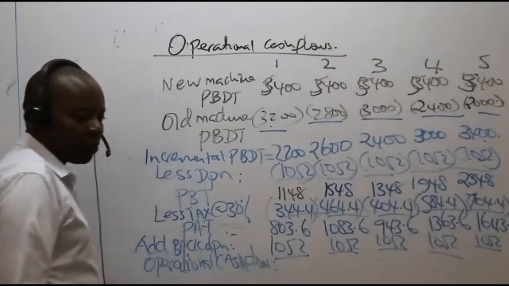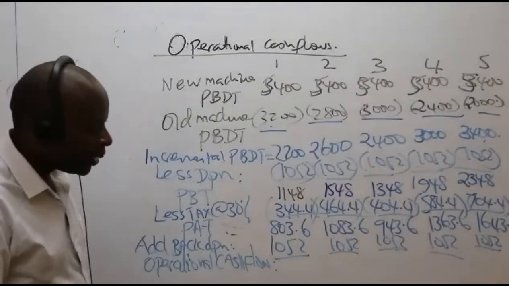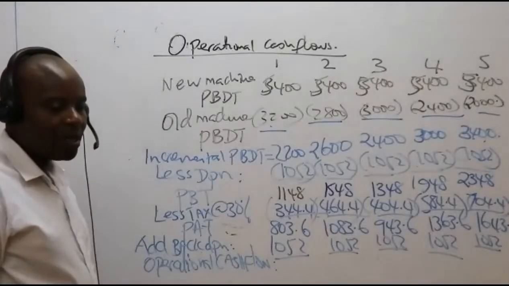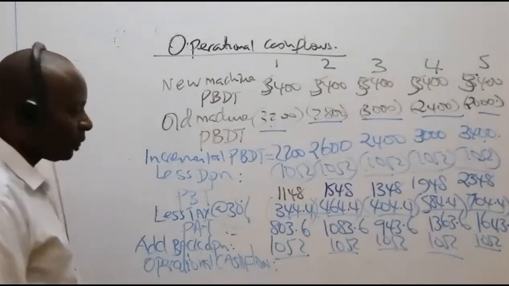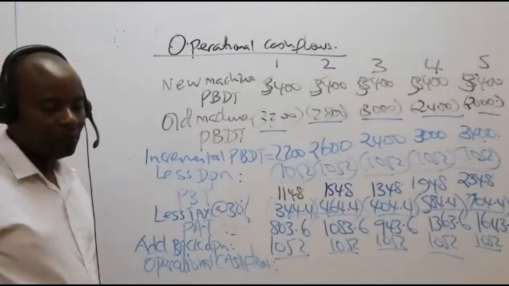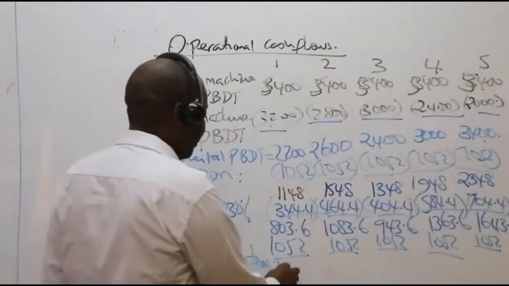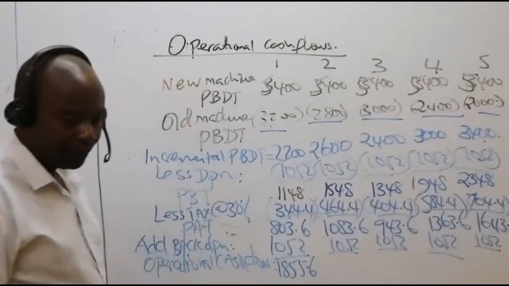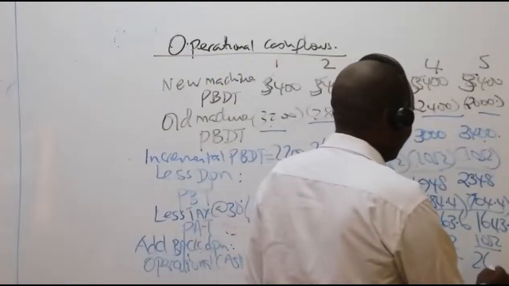Operational cash flow. So please, we are adding. 1855.6. The last one is 2695.6.